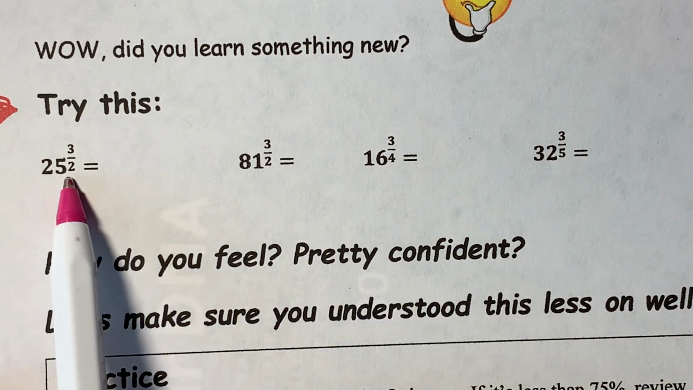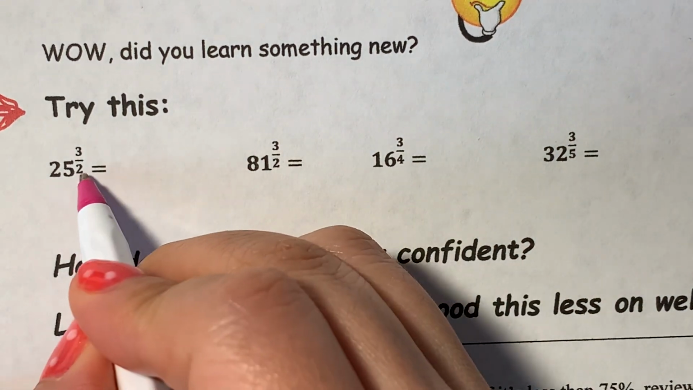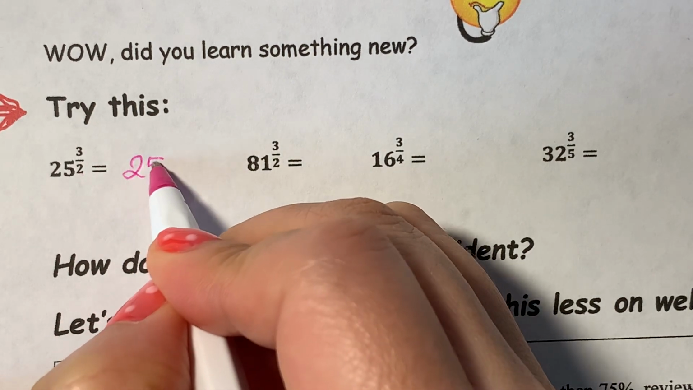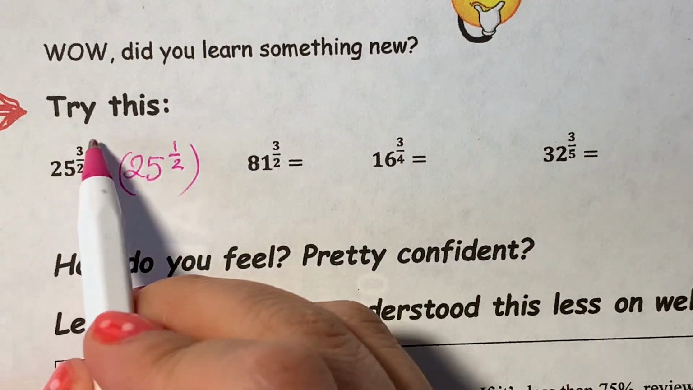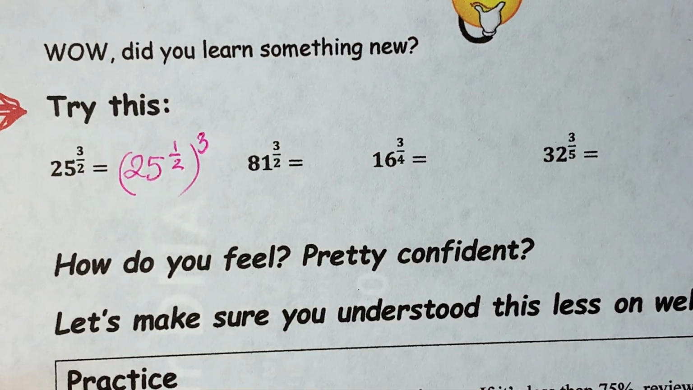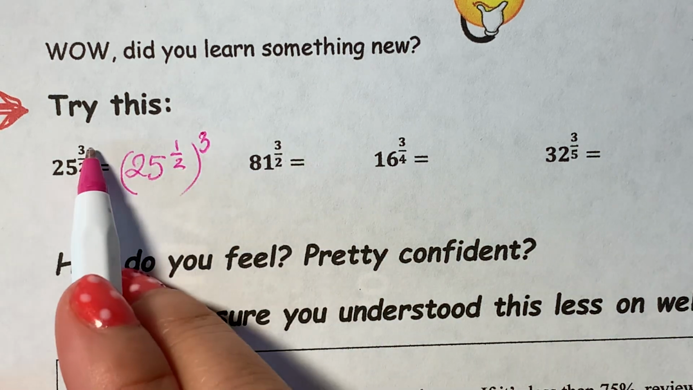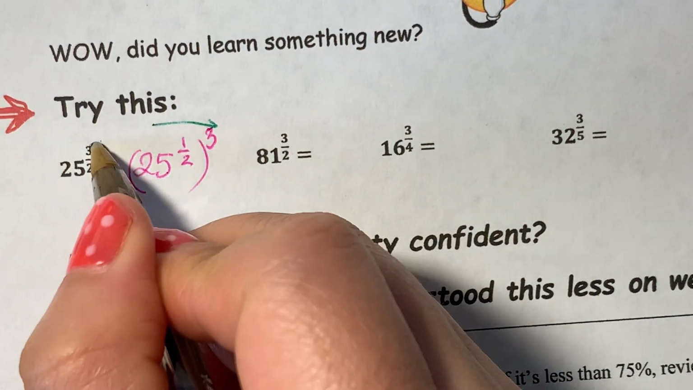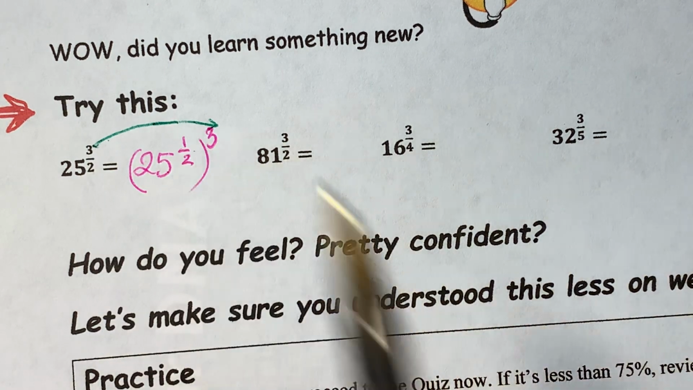Okay, so the first one we have is 25 to the 3/2. Because the bottom number represents the root, we're going to rewrite it as 25 to the 1/2, and then the top number represents the power, so the power goes outside. 25 to the 1/2, everything raised to the 3rd power. See the 3rd power goes there. Top number goes outside. The bottom number goes inside.